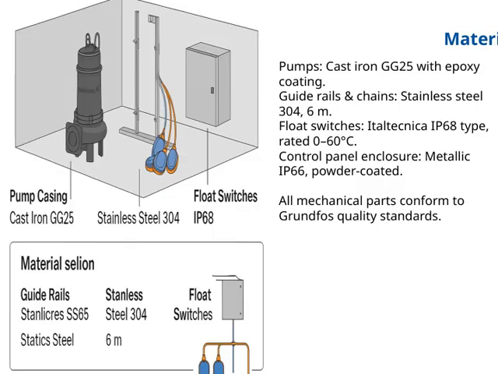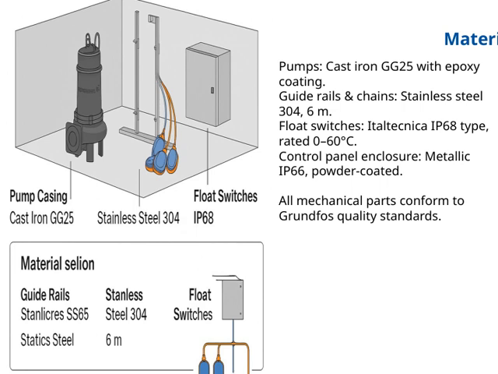Let's take a closer look at our material selection for this project. For the pumps, we've chosen cast iron GG25 with an epoxy coating. This combination ensures durability and resistance to corrosion, which is essential for long-term operation. Moving on to the guide rails and chains, we've opted for stainless steel 304, and we've used 6 meters of it to provide strength and reliability. For the float switches, we selected the Ital Technica IP68 type, rated to operate effectively within a temperature range of 0 to 60 degrees Celsius. This ensures consistent performance in various environmental conditions.